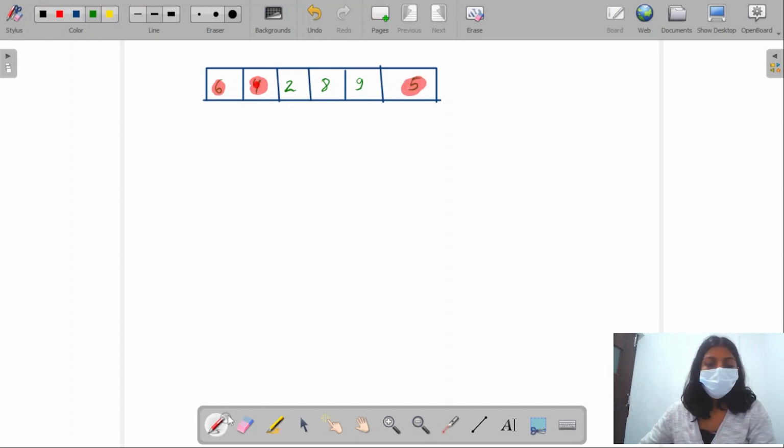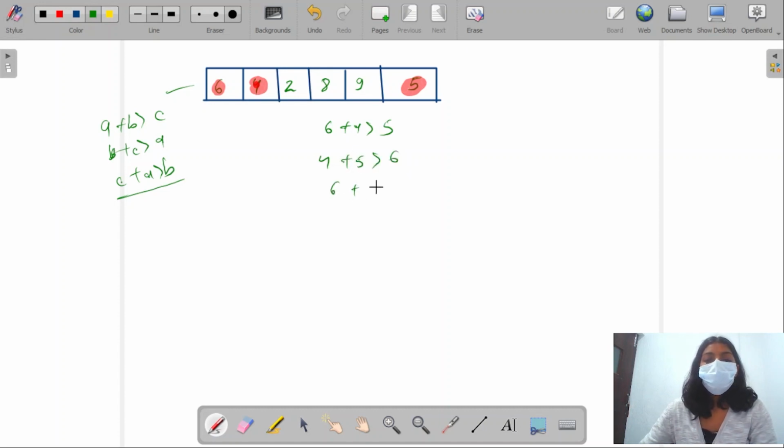Now the condition to check if 3 sides form a triangle or not is what? A plus b should be strictly greater than c, b plus c should be strictly greater than a, and c plus a should be strictly greater than b. So let's check here. Is 6 plus 4 greater than 5? Yes, it is. Is 4 plus 5 greater than 6? Yes, it is. Is 6 plus 5 greater than 4? Yes, it is. So these 3 sides form a triangle.